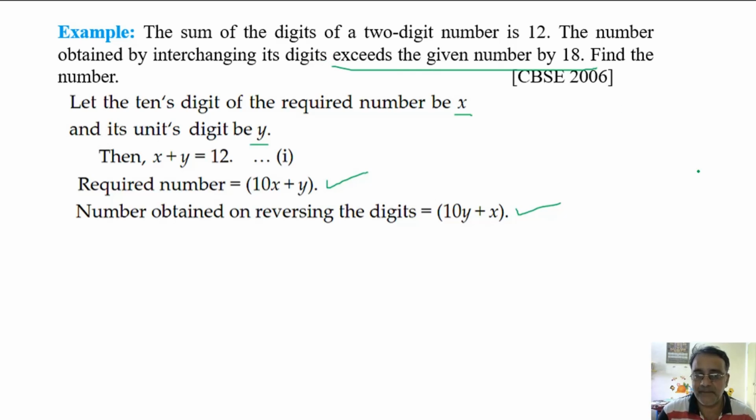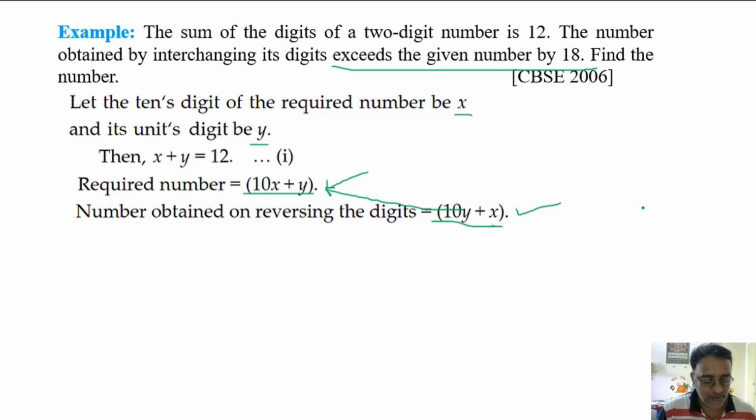Okay, now according to the question, the new number exceeds the given number by 18. So original number is 10x plus y. उससे ज़्यादा आ रहा है, means plus 18. Okay, or if you take the difference, it is 18. Difference means ये इससे बड़ा है. So if you subtract these two, you will get 18. So दोनों तरीके से हम लोग लिख सकते हैं.